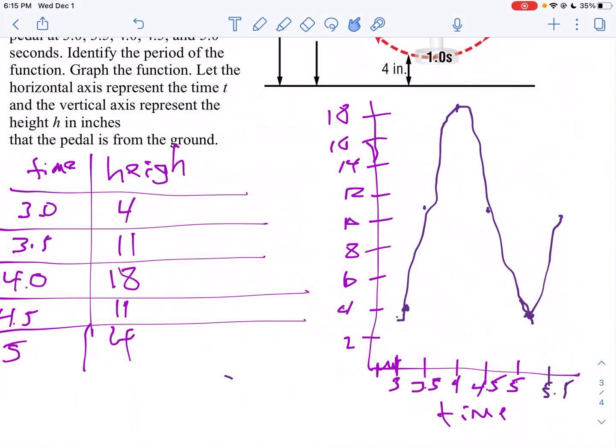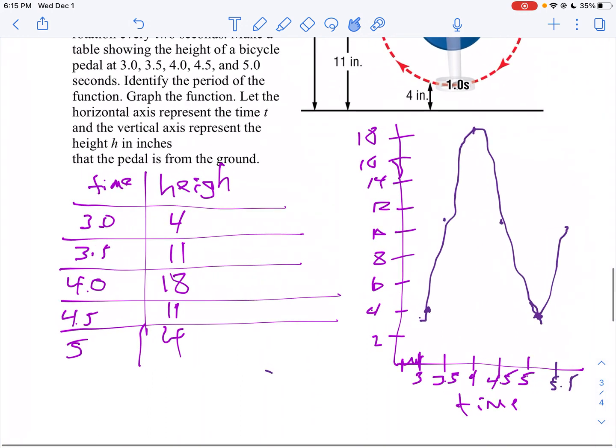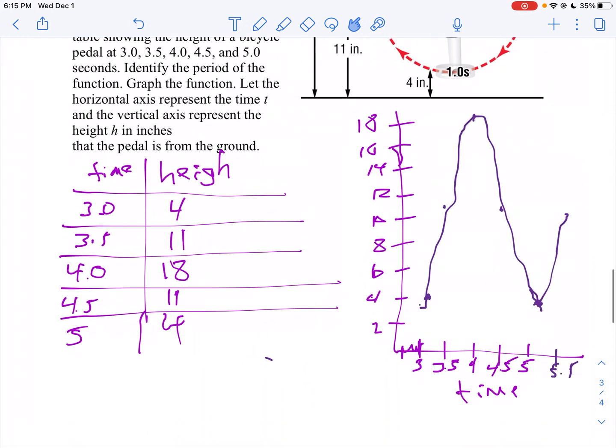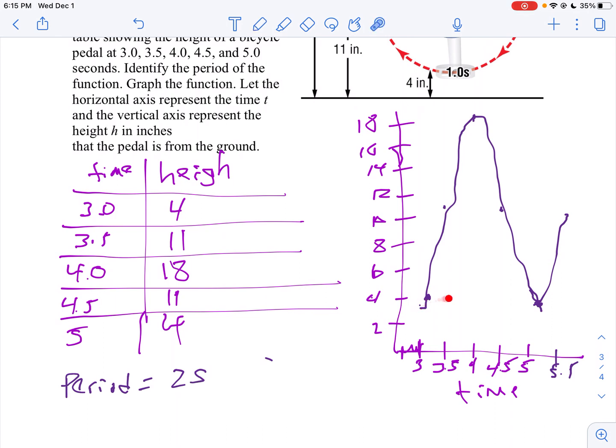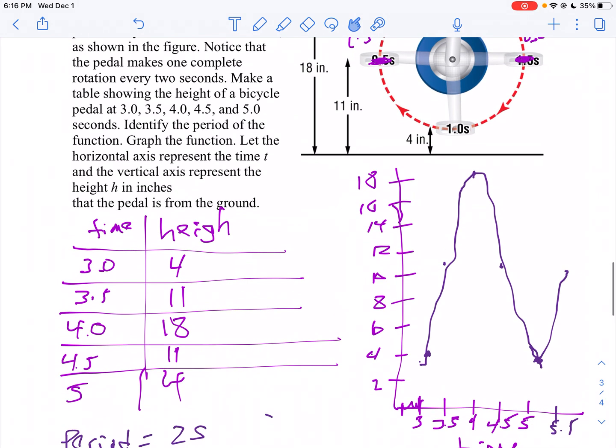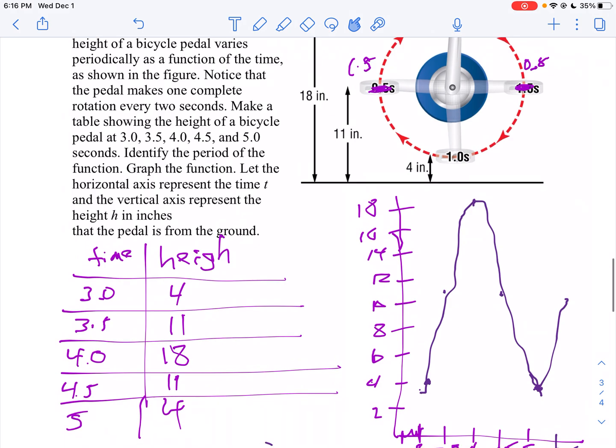And then let's answer all the questions that we asked. We're going to identify the period. Well, the period is the time it takes to do one complete cycle. And notice in this question, it's 2 seconds. Because it repeats, you start at 3, you go to 5, and it starts repeating. So the period is 2 seconds. I think that's all we had to do in this question, isn't it? Yes, it is. That's all you got to do.